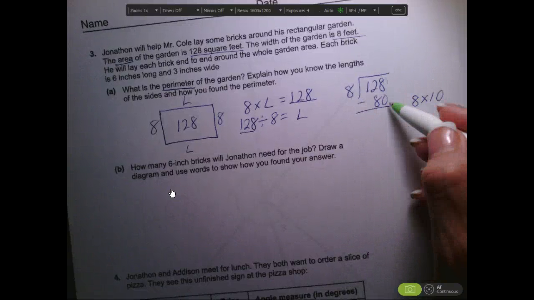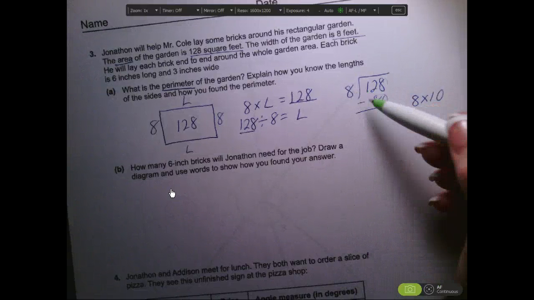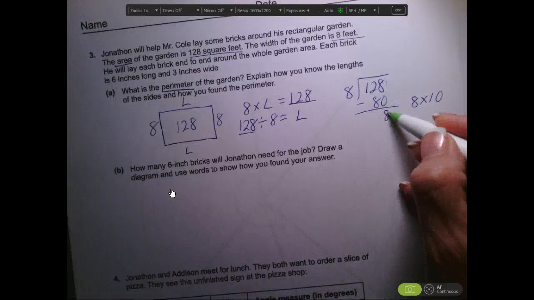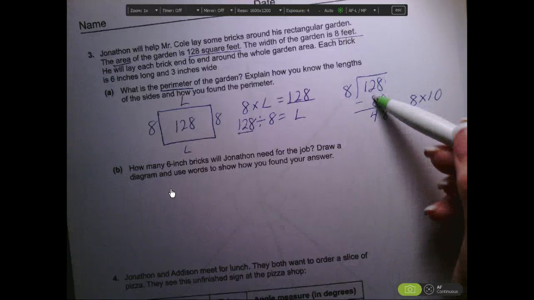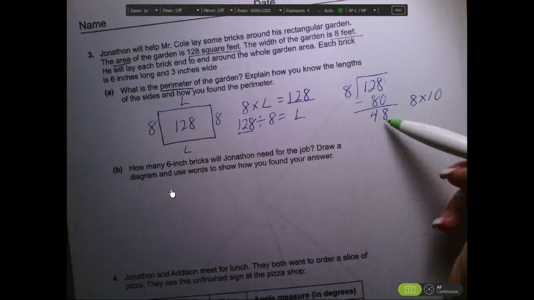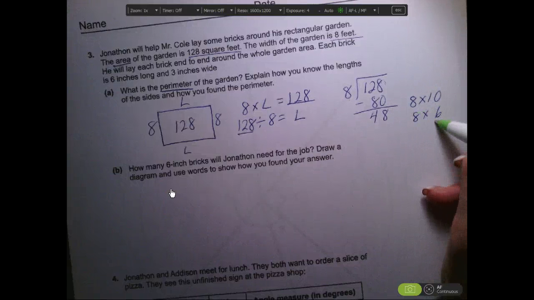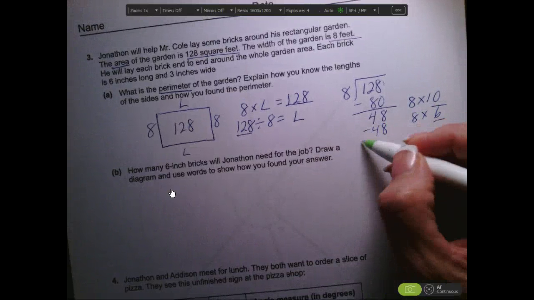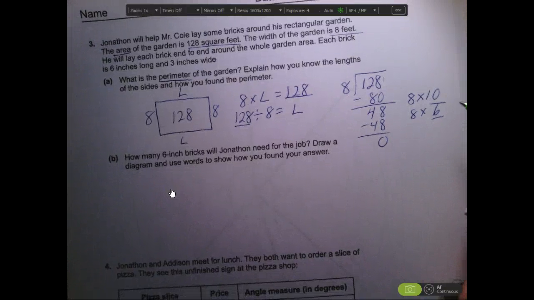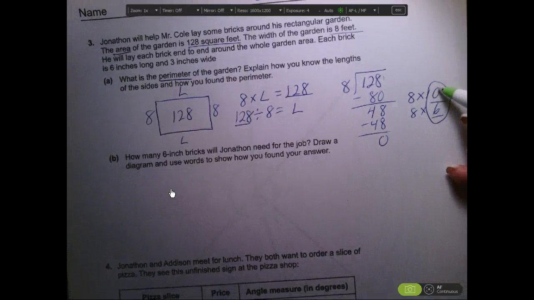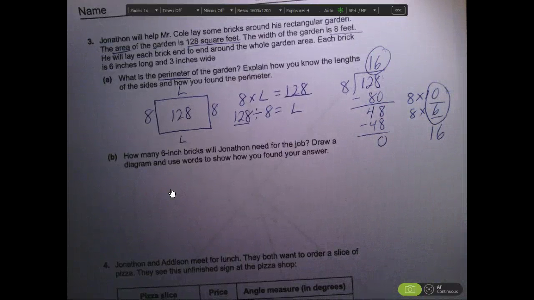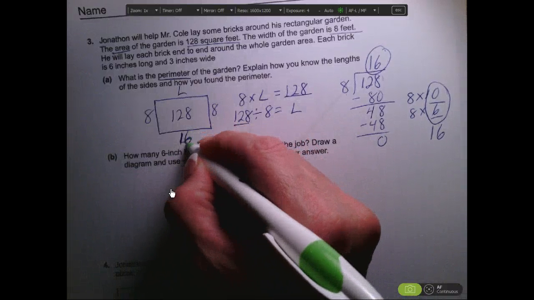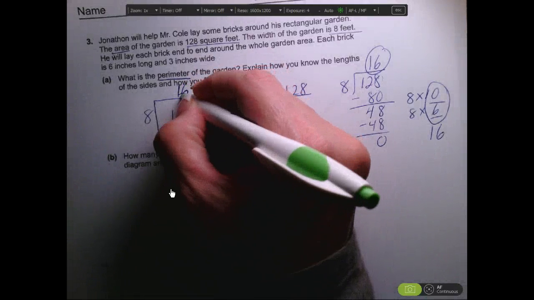So I can easily take away 10 groups of 8. 128 take away 80 is 48. So I also know that 8 can go evenly into 48 because 8 times 6 is 48, and I end up with nothing left over, so it divides evenly. When I add up these partial quotients, I get 16. So it went in, or divided evenly, a total of 16 times. So now I know that my missing length that I didn't know earlier is 16.